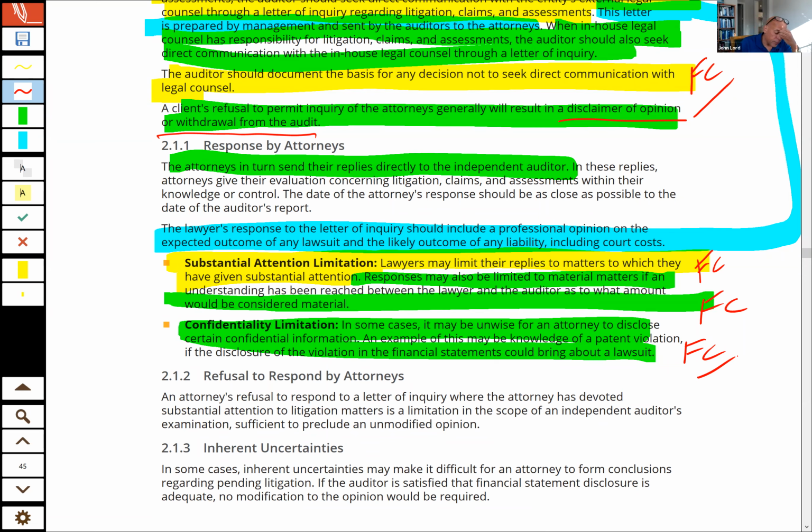Now, the refusal to respond by the attorney. If the attorney refuses to respond, then that precludes an unmodified opinion. So we're going to have a scope qualification, qualified, or what?